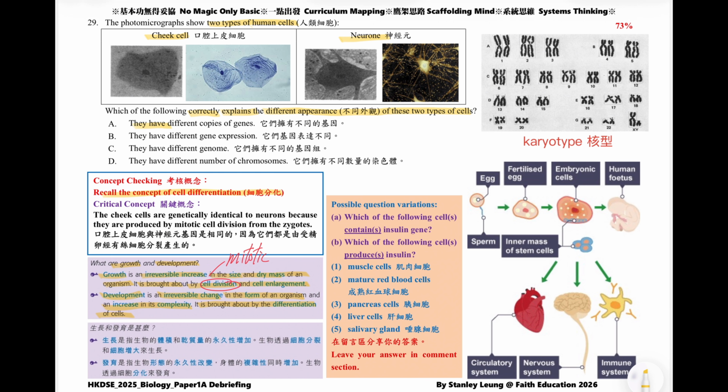They have different copies of genes. They have different gene expression. They have different genomes. They have different numbers of chromosomes.